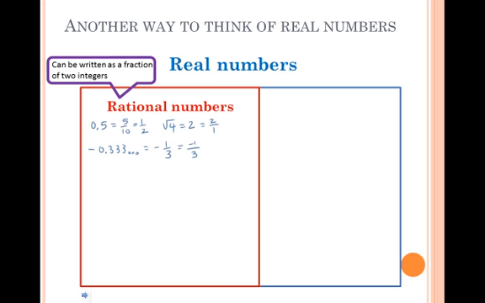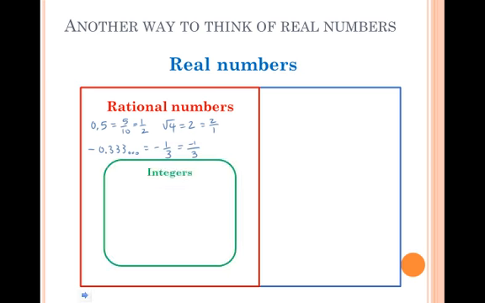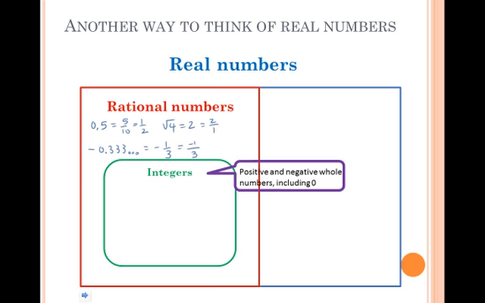Within the rational numbers, we have a subset which is called the integers. The integers are made up of all positive and negative whole numbers and 0. For example, negative 3, negative 2, negative 1, 0, 1, 2, 3, and so on. It continues forever in the positive direction as well as in the negative direction.